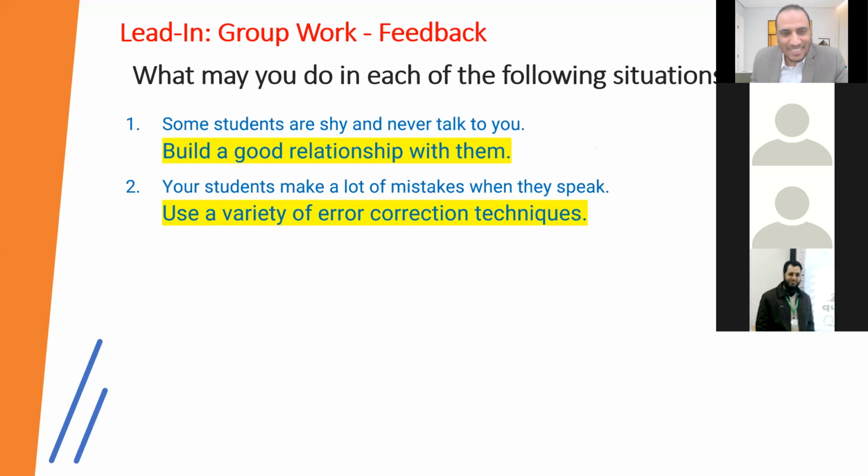Yeah, that's about using a variety of error correction techniques. We said that it depends on the mistake itself, whether it is related to the target language or something else. And we will talk about this in detail.